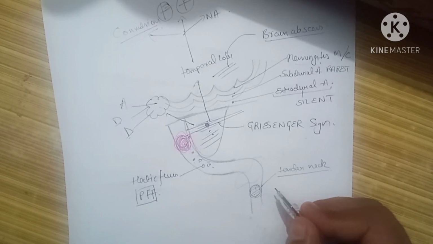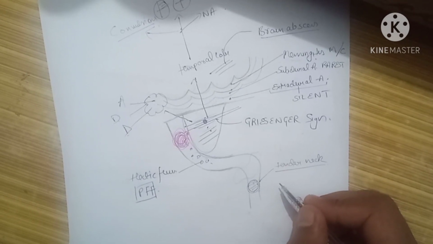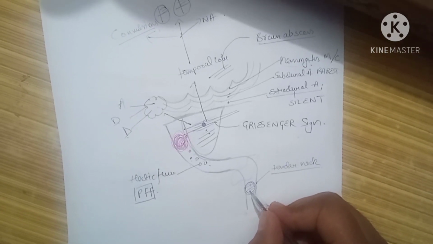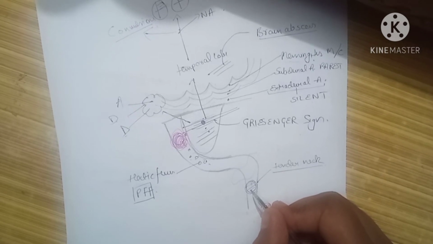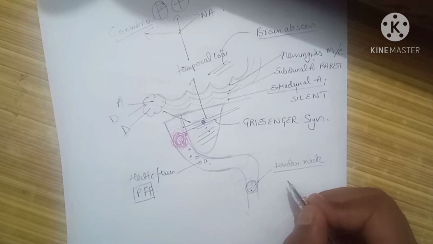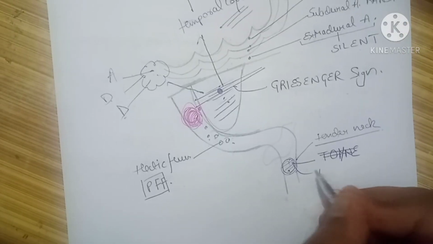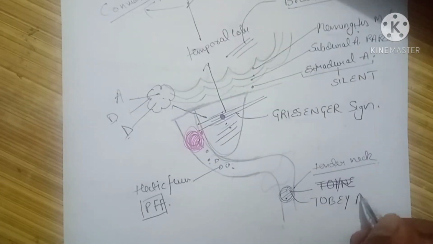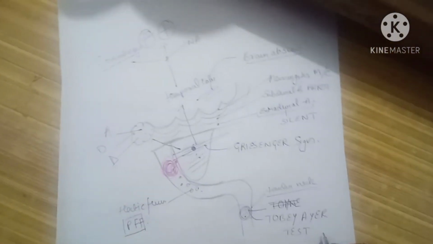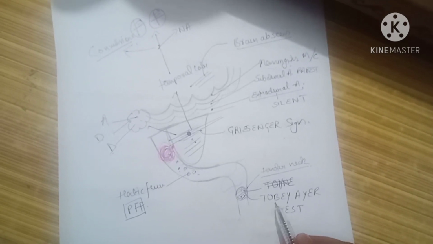Now, when we try to check by compressing this jugular vein, the non-functional jugular vein, the one with emboli, will not cause any change in intracranial pressure, whereas on compression of a normal jugular vein we will see a rise in intracranial pressure. This test is what is known as the Tobey-Ayer test.